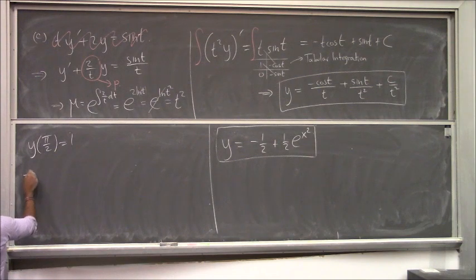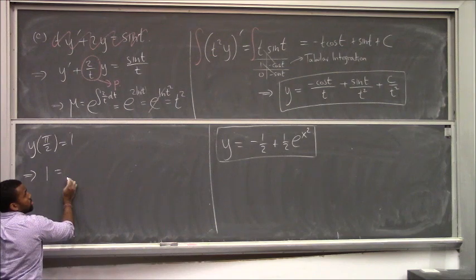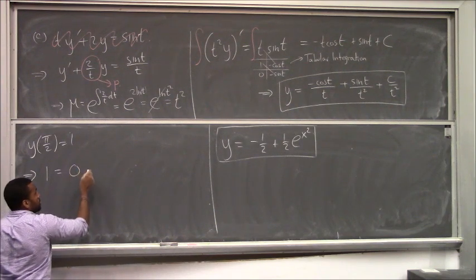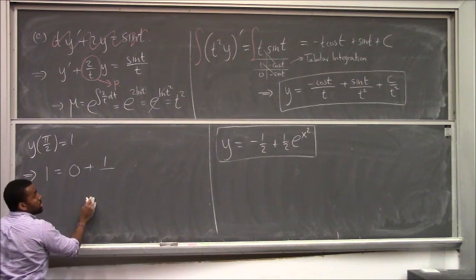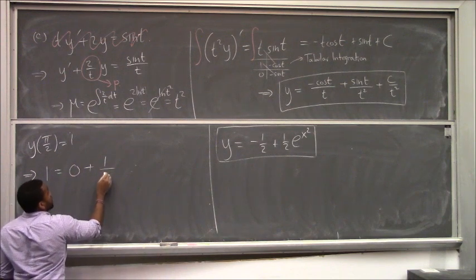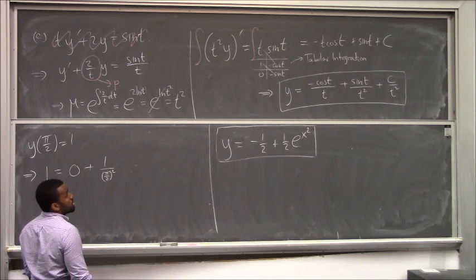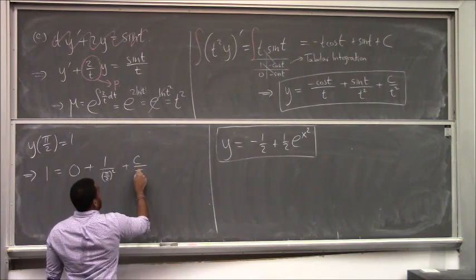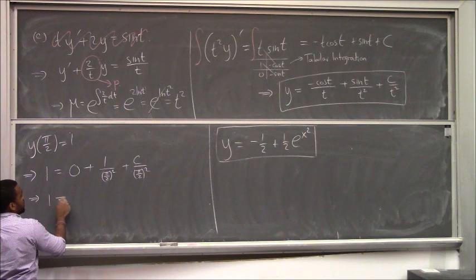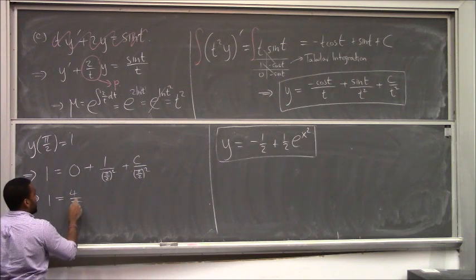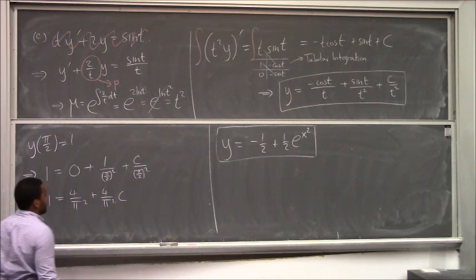So basically this means 1 is equal to, what's cosine of pi over 2? 0. Plus, what's sine of pi over 2? 1. And the t is 2 over 5 pi over 2 squared, plus c over pi over 2 squared. So this means I have 1 equals 4 over pi squared plus 4 over pi squared times c.